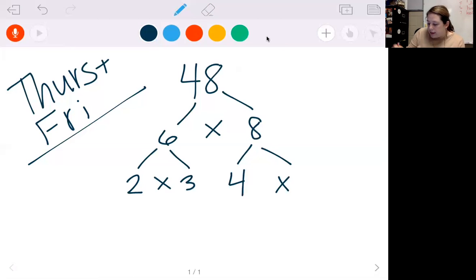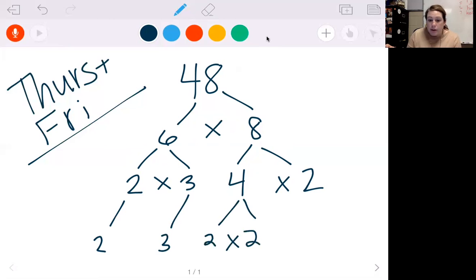4 times 2. Now for these, if I can only do 2 times 1 or 3 times 1 to get 2 and 3, that means they're prime. I can't go any more. So I'm going to leave 2 as it is, because if I kept writing 2 times 1 over and over, we would keep doing it. We're going to leave 3 as it is. 4, I can say 2 times 2 equals 4. 2, leave by itself. So the prime factorization of 48 is 2 times 3 times 2 times 2 times 2.